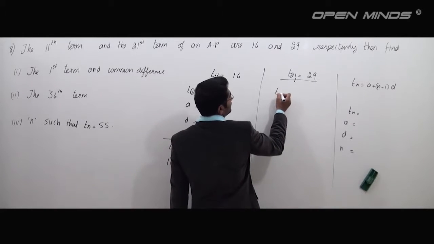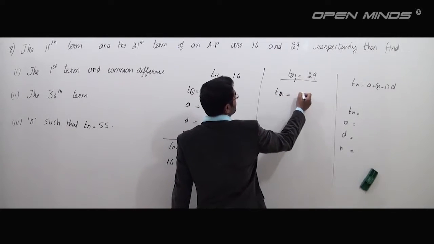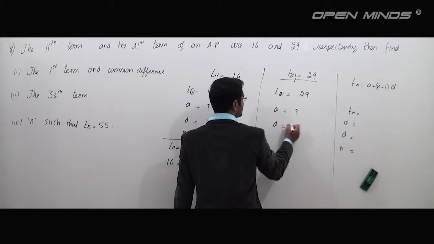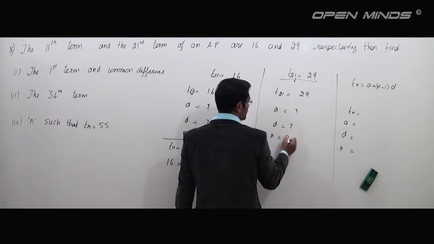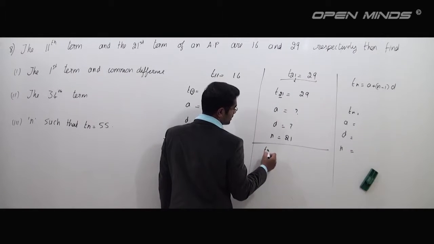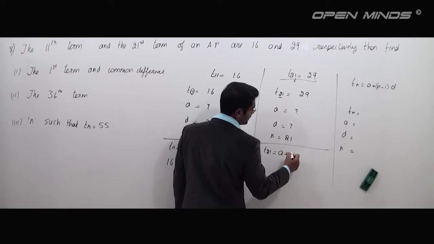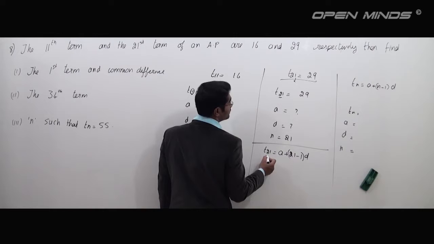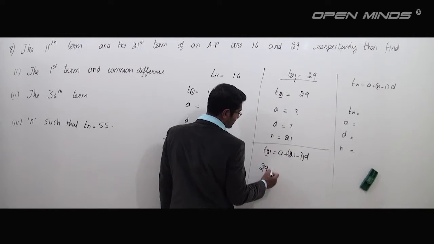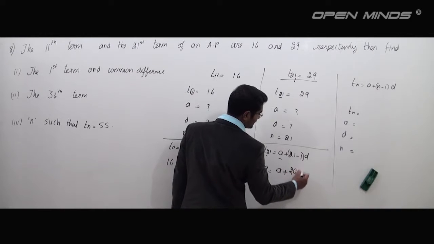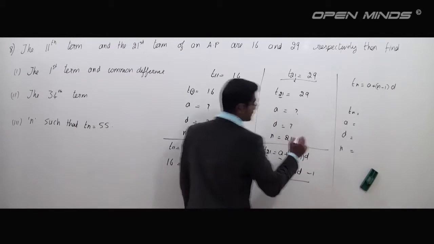Let's substitute. I know that T21 is given to me as 29. A, again, I don't know. D, I don't know. And n is 21 from here. So let me substitute. T21 is A plus (21 minus 1) into D. That's 29 equals A plus 20D. Okay, these are my two equations.